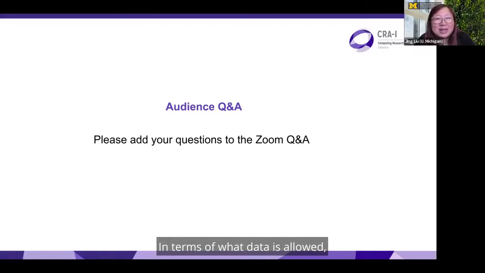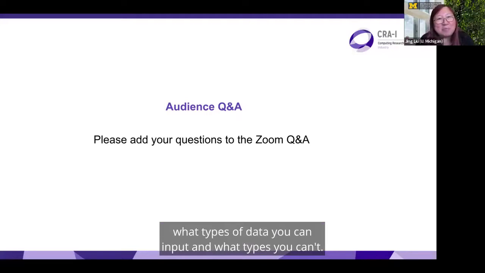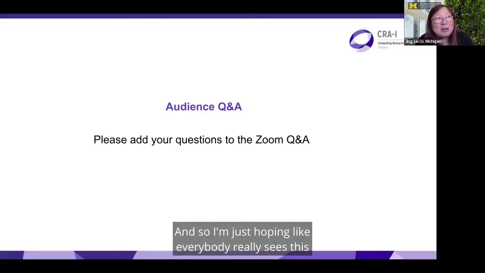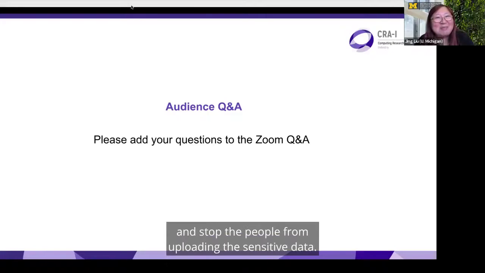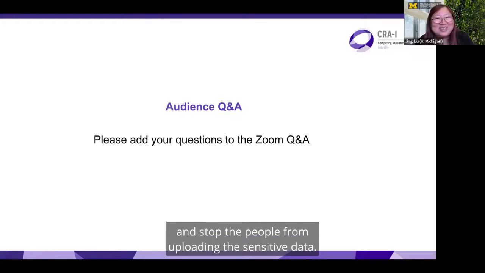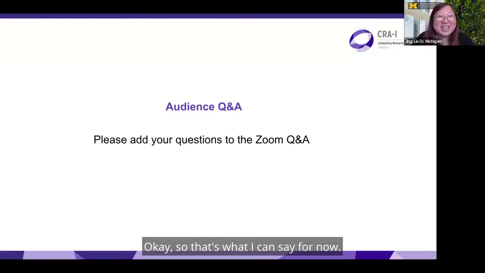In terms of what data is allowed, it's sort of medium sensitive data. For example, FERPA data is allowed. HIPAA data is not allowed. So there are guidelines about what types of data you can input and what types you can't. And so I'm just hoping everybody really sees this before they use it. And I don't know at all if there's any way for us to actually check and stop people from uploading sensitive data. I don't think there is. Okay, so that's what I can say for now.